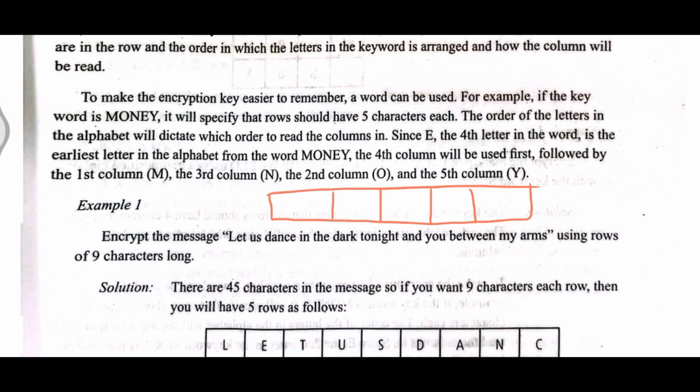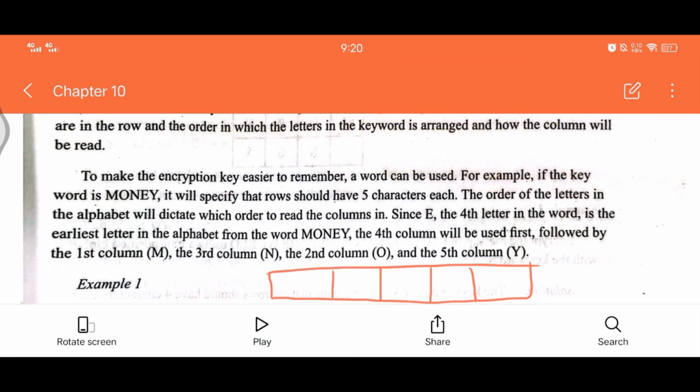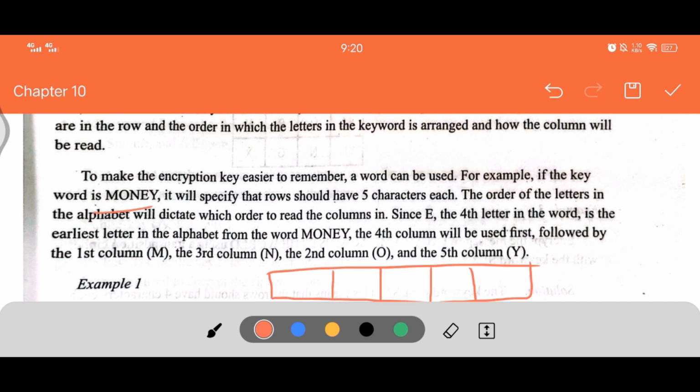To make the encryption key easier to remember, a word can be used. For example, if the keyword is money, it will specify that rows should have 5 characters each. So, since meron tayong 5 letters, meron tayong 5 columns. The order of the letters in the alphabet will dictate which order to read the columns in. So, sa money, since yung letter E, ito yung money. Since yung letter E yung pinaka earliest letter in alphabet.